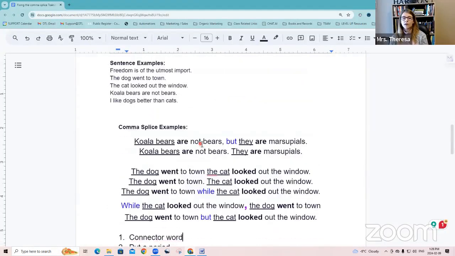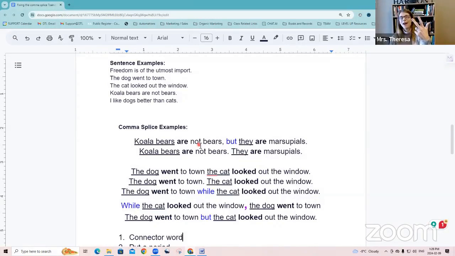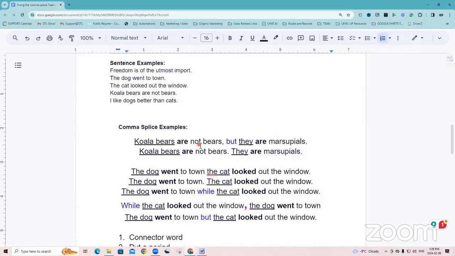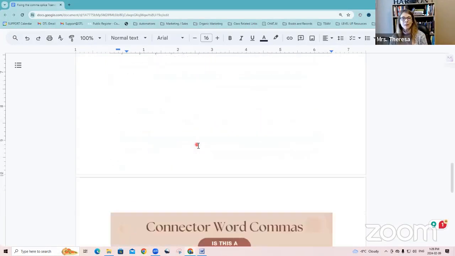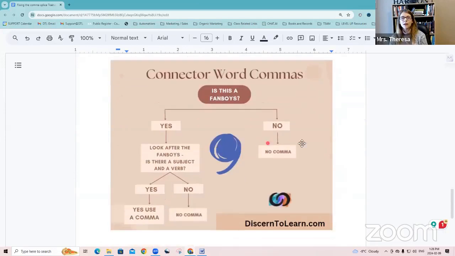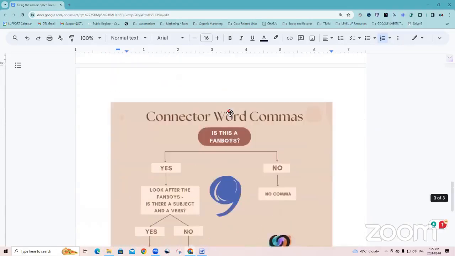Can you remember what the fanboys are? For, and, nor, but, or, yet, so. Good job. You got about half of them. That's pretty good. So, is but a fanboy? Yes, it is.